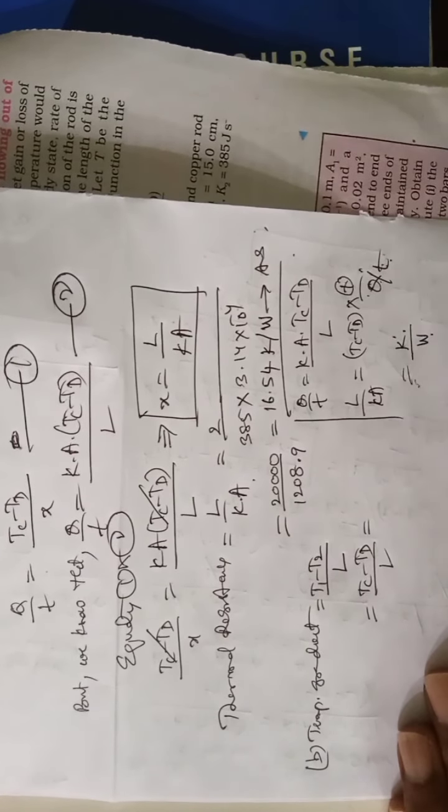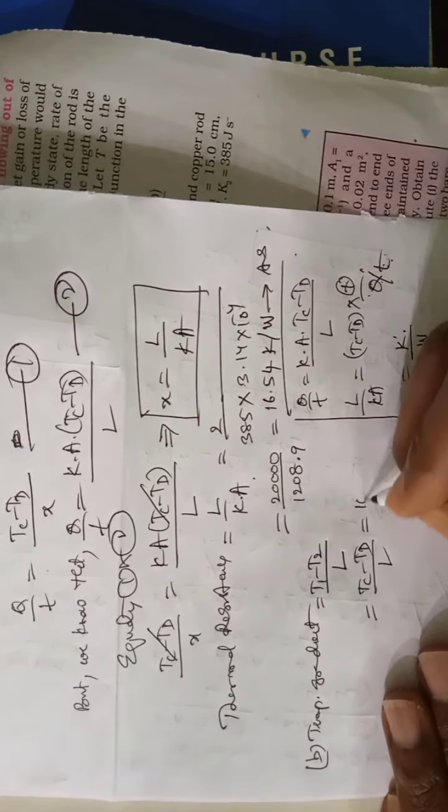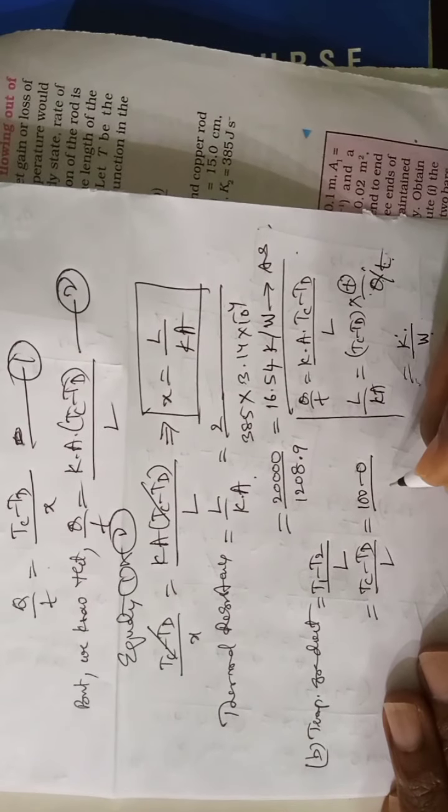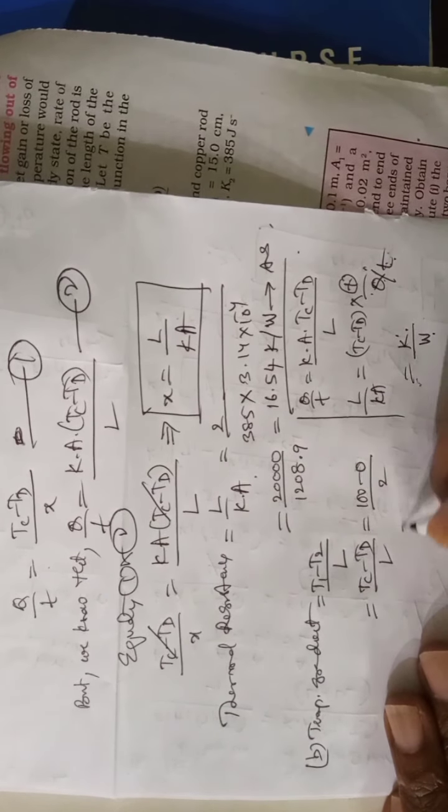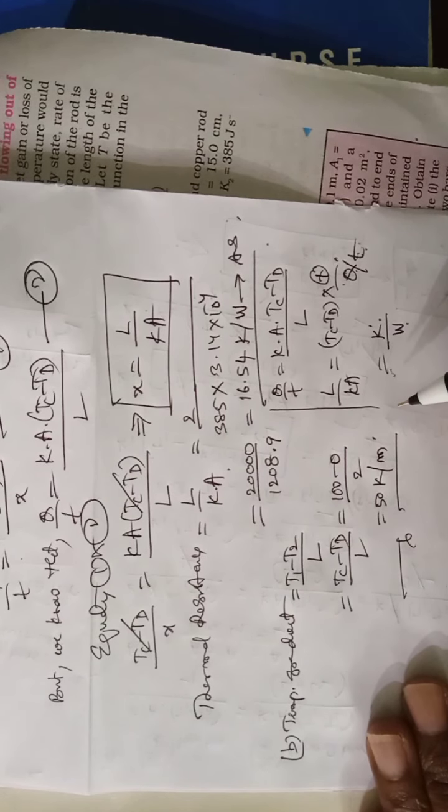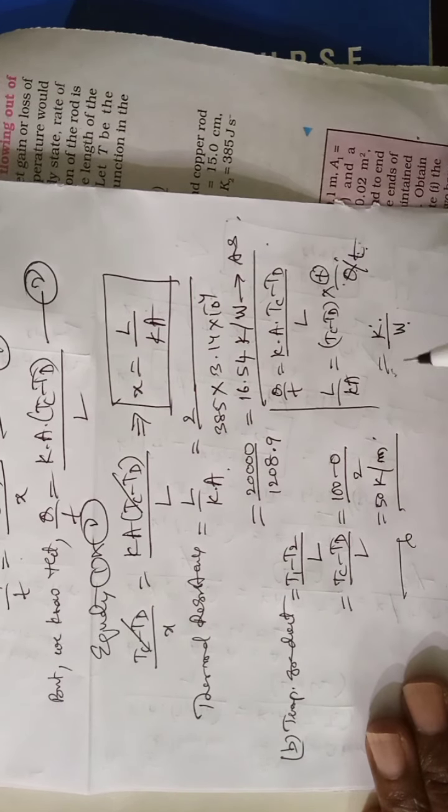Or Tc minus Td by L. 100 minus 0 by L, 2 meters. So 50 Kelvin per meter. So it means for every meter distance, the temperature decreases by 50 Kelvin.